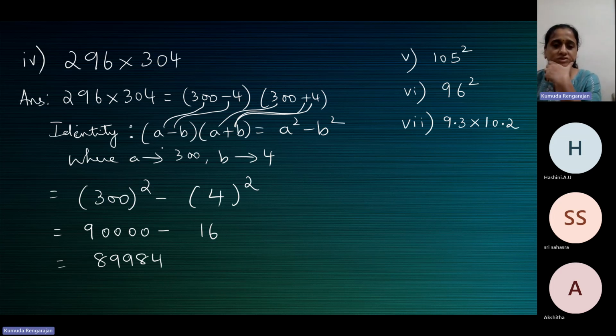In the identity, this part is the question and this is the answer. The question is of the form a minus b into a plus b: 300 minus 4 into 300 plus 4. So the answer is a squared minus b squared: 300 squared minus 4 squared.